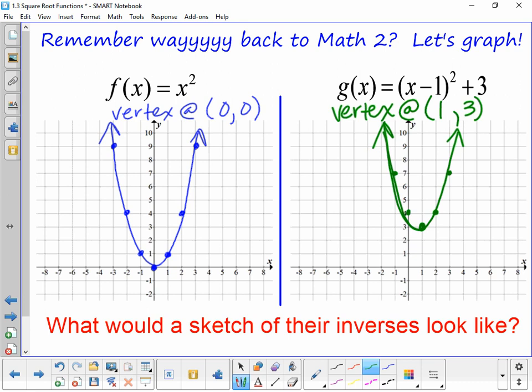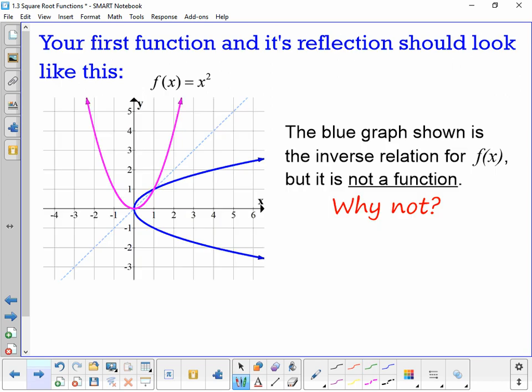So last time we started talking about inverses, and we talked about that inverses switch the x and y, and they reflect the function over the line y equals x. So I want you to think about what the inverse of these parabolas would look like if we reflected it over a diagonal line like this. And that's kind of hard to picture. Here is what it would look like.